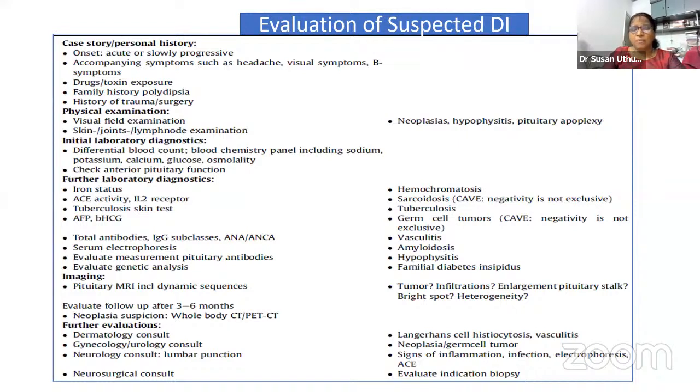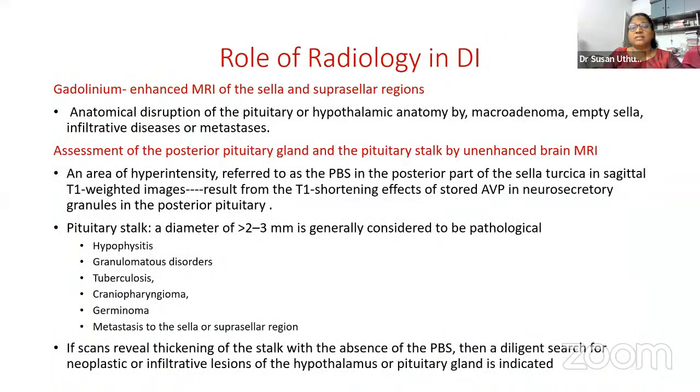Pituitary MRI will help, as will other consultations, depending on the clinical picture. But we should know the baseline evaluation, and that will usually help us narrow down the diagnosis of diabetes insipidus. Radiology is important in diabetes insipidus. A gadolinium enhanced MRI, looking at the sellar and suprasellar regions, will help us assess for adenomas, empty sella, and infiltrative disorders.